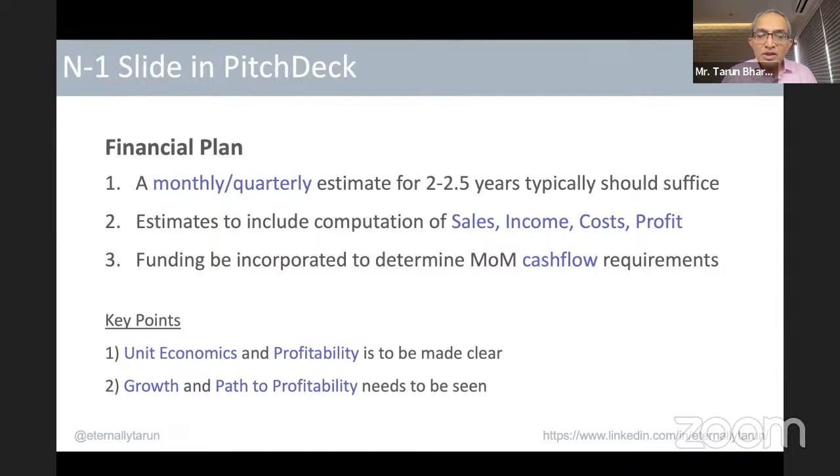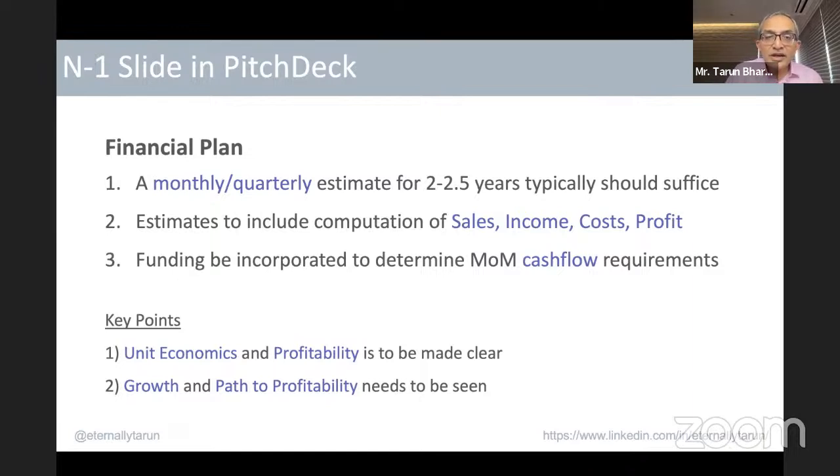The key point to note is that when you make your product, the unit economics and profitability have to be made very clear to the investor. At the end of the day, if you don't make money, nobody's going to make an investment. And I'm talking of making money on paper right now. Reality is something different altogether. And of course, the path to profitability has to be seen for your business as a whole.